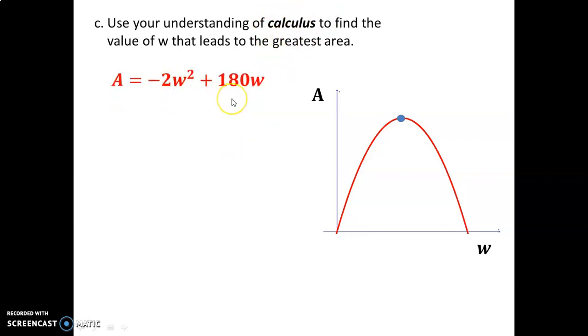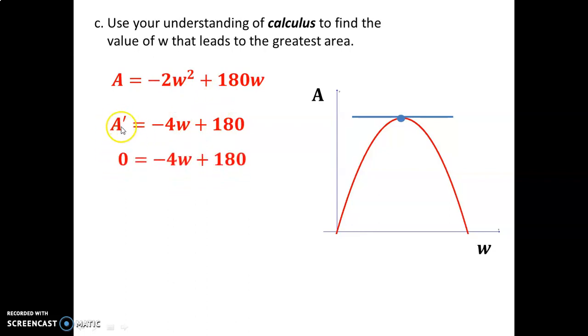So here's our area model. And again, what do we know is true at any max or min point? Well, we know at any max or min point the tangent line is horizontal, therefore there is no slope. So we're going to find the derivative of this right here. The derivative of this function is this, and now we're going to set that equal to 0, because we're saying when is the slope 0, and the derivative represents slope.